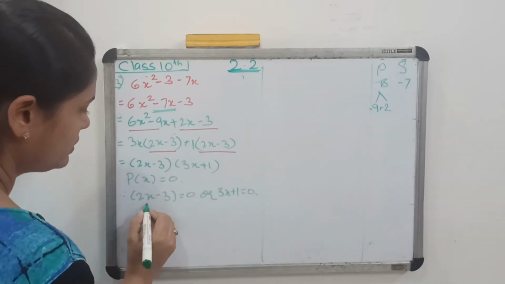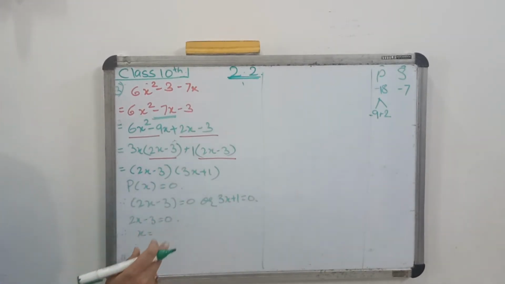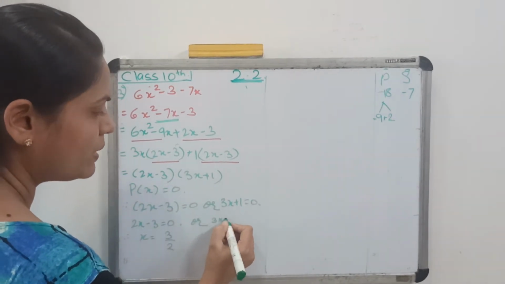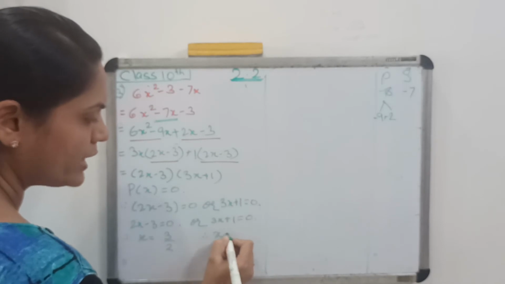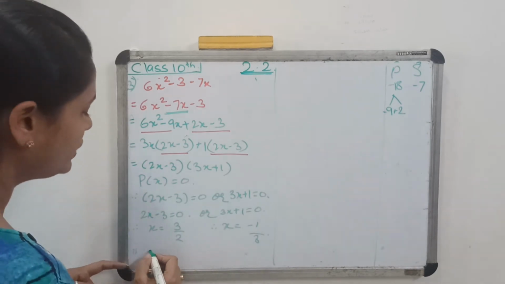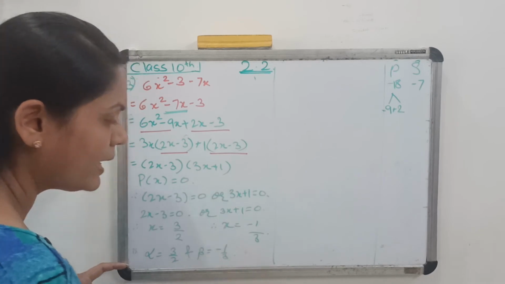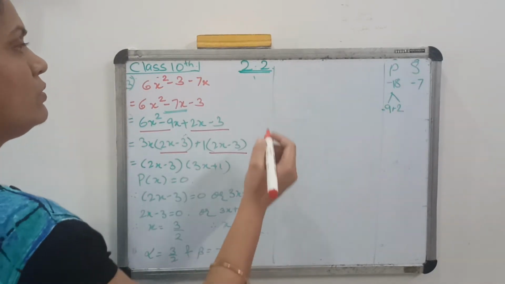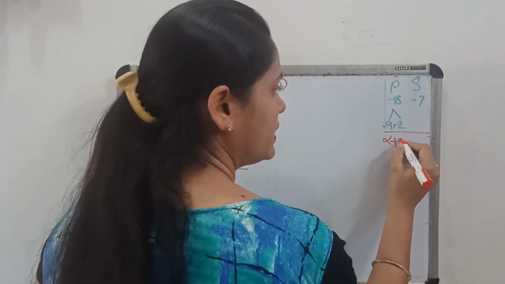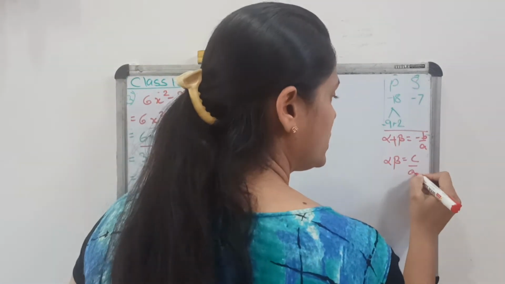What will be the roots? 2x minus 3 is equals to 0. Therefore, x is equals to 3 will shift there, plus 3 divided by 2. Or 3x plus 1 is equals to 0. Therefore, x is equals to plus 1 will go there, minus 1 upon 3. I got my two roots. Alpha is equals to 3 by 2 and beta is equals to minus 1 by 3. What's the next step? We have to verify the relation. Alpha plus beta is equals to minus b upon a. Alpha into beta is equals to c upon a.